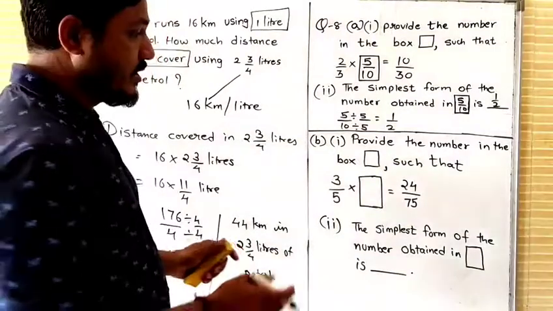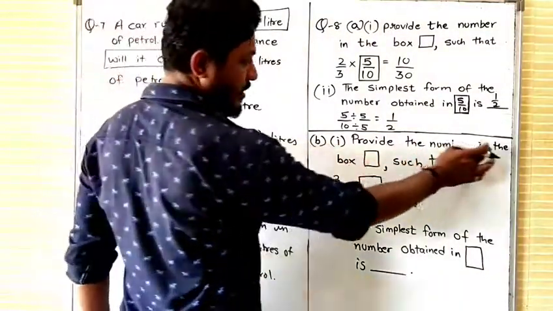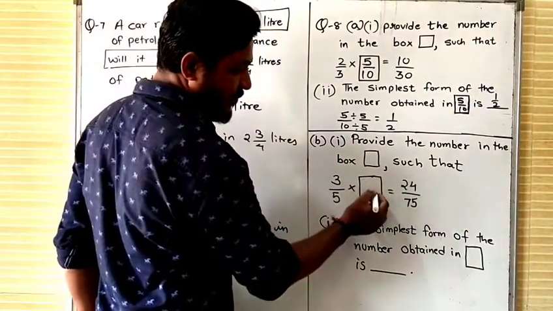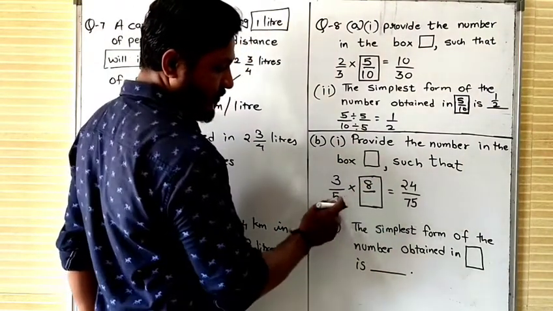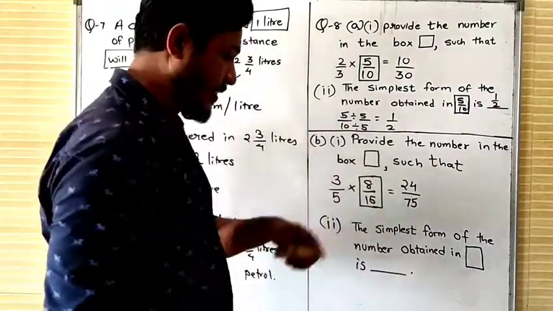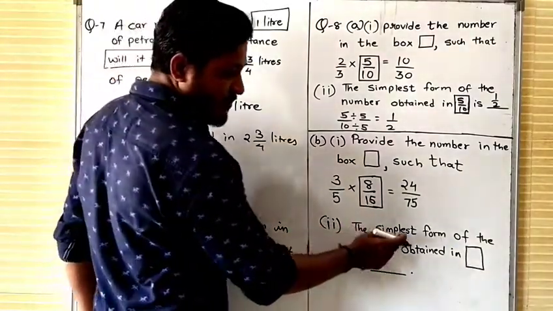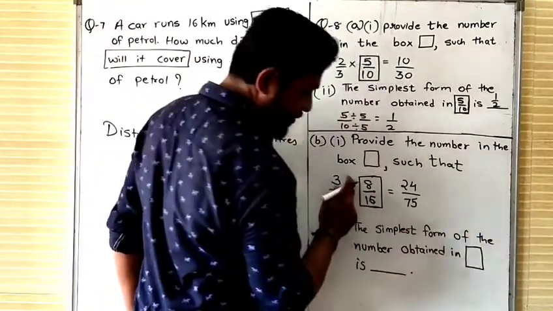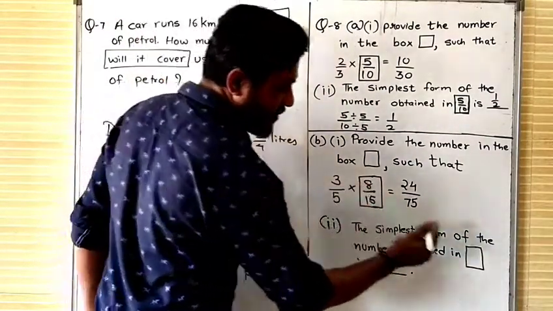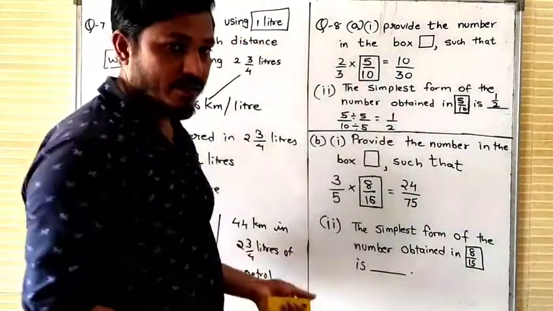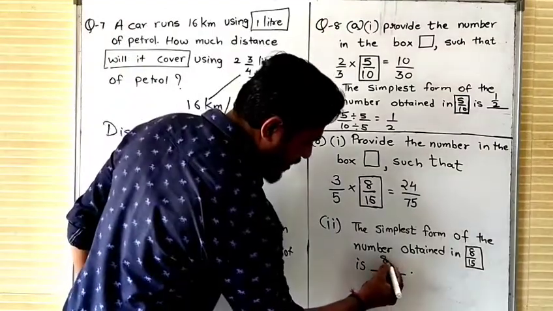Now same question in the next one. B. Provide the number in the box such that. So 3 multiply by what to get 24? So 3 8s are 24. And 5 15s are 75. Now the next question is the simplest form of the number obtained in the box. So 8 by 15, simplest form. You have to find the simplest form of whatever the value you obtain in the box. Here it is not possible to reduce the value. The same value you have to write, 8 by 15.